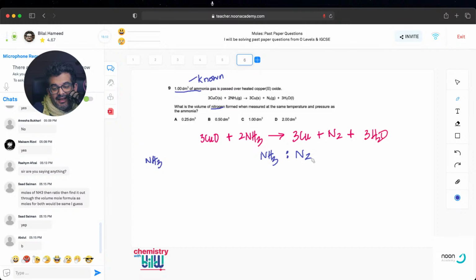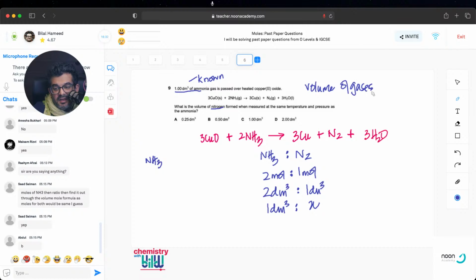So now since both are gases, the coefficients in the equation are 2 mole is to 1 mole, which means 2 dm cube is to 1 dm cube. So therefore 1 dm cube is to what? This can only apply to volume of gases, because the volume of gases ratio is exactly the same as mole ratio, and that's how we can apply that. So here, do you all get why it's worked out to be B? Yeah.